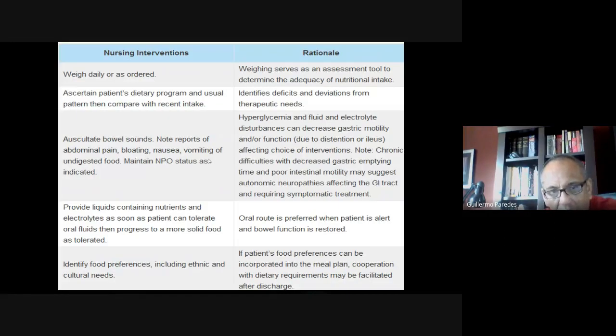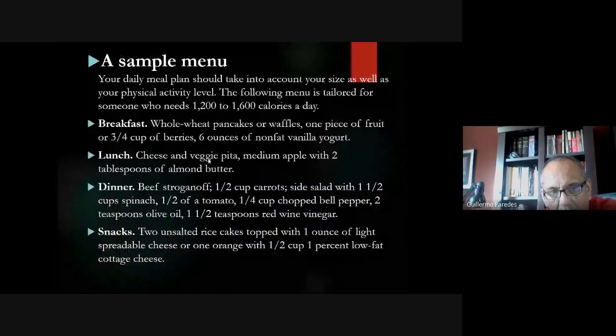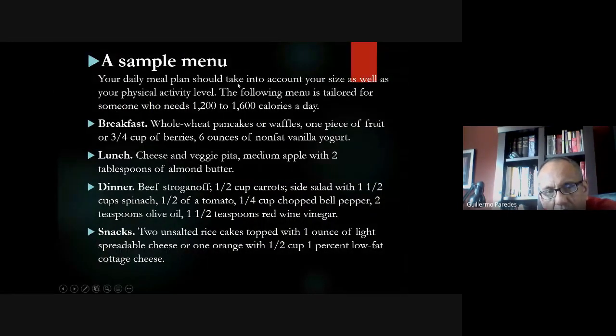There are so many things to talk about. Okay, let's do this sample menu. Your daily meal plan should take into account your size as well as your physical activity level. The following menu is tailored for someone who needs 1,200 to 1,600 calories per day. My God, I need almost 3,000, so this is half of me.